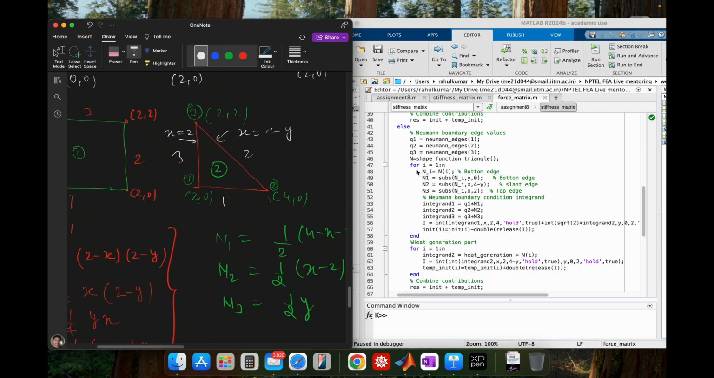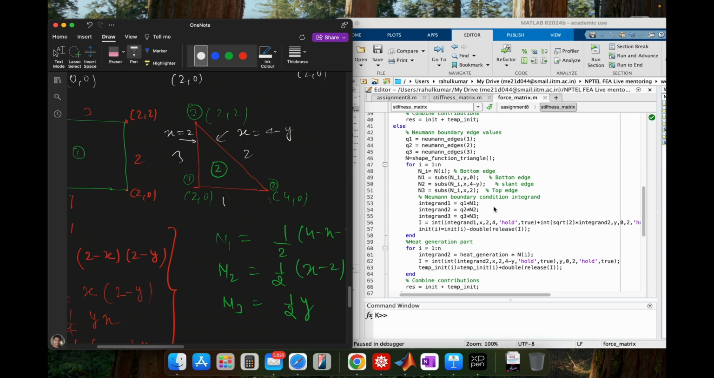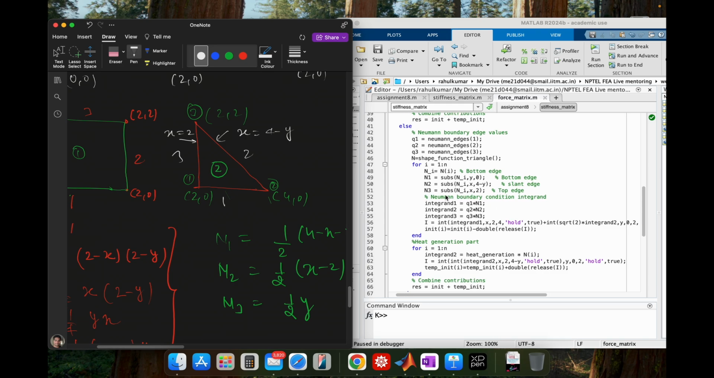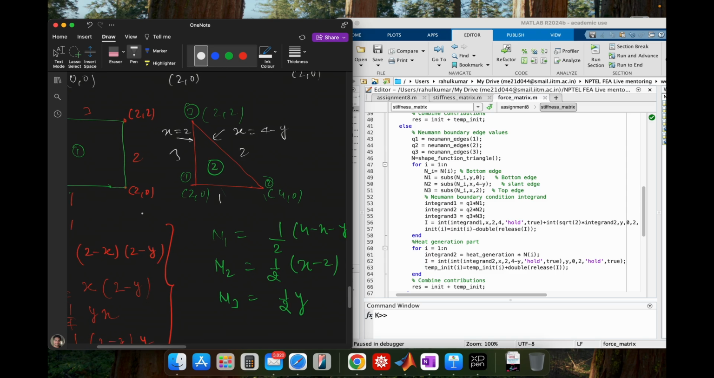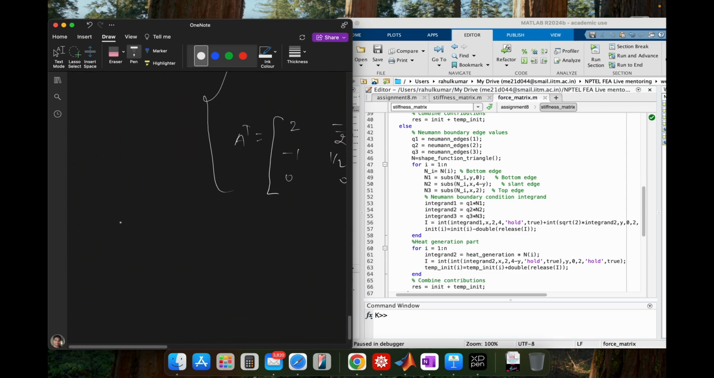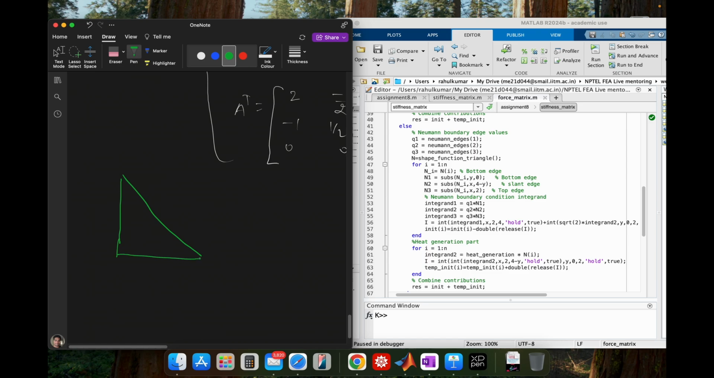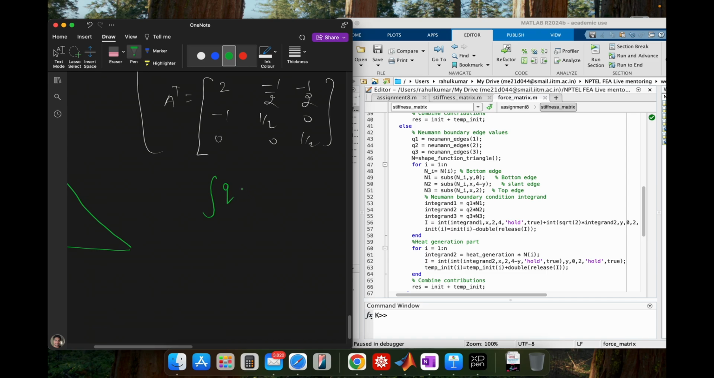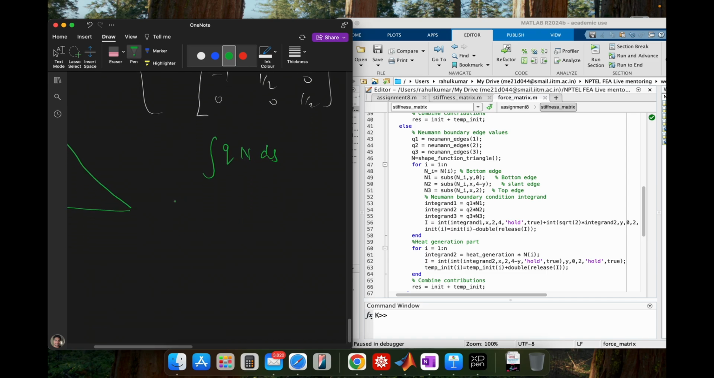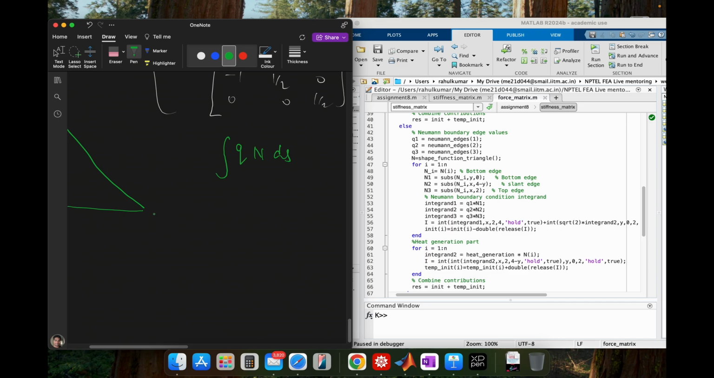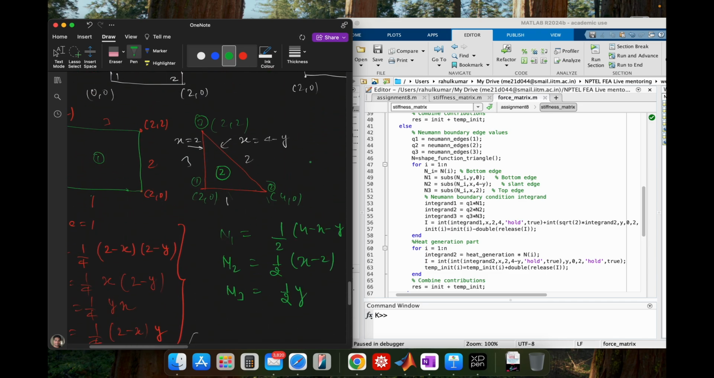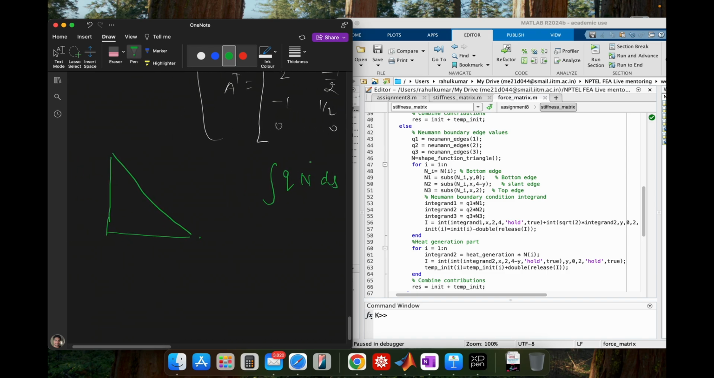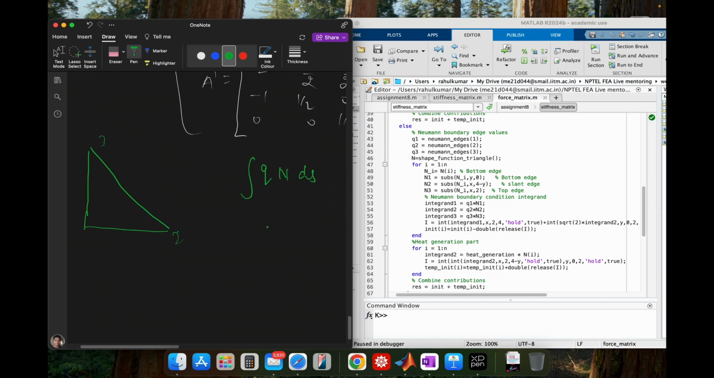So that's why we are doing the line integral. For that, let's see why we are doing it. To do the integration on this edge, what is the integration? Integration is q n ds. For this edge, what is the nodal point? 2, 3. Let's see for the 2, 3 points.